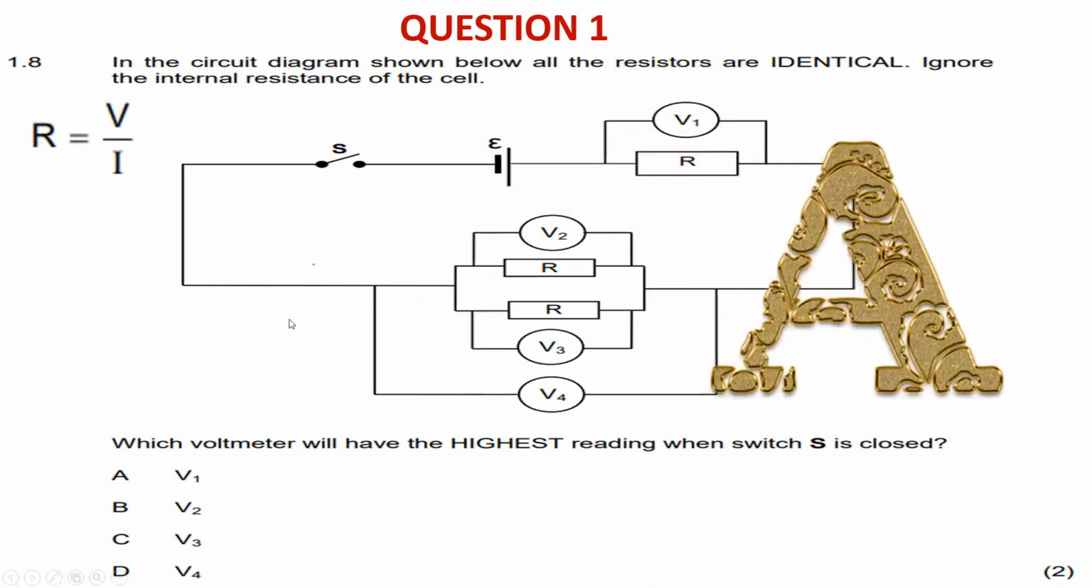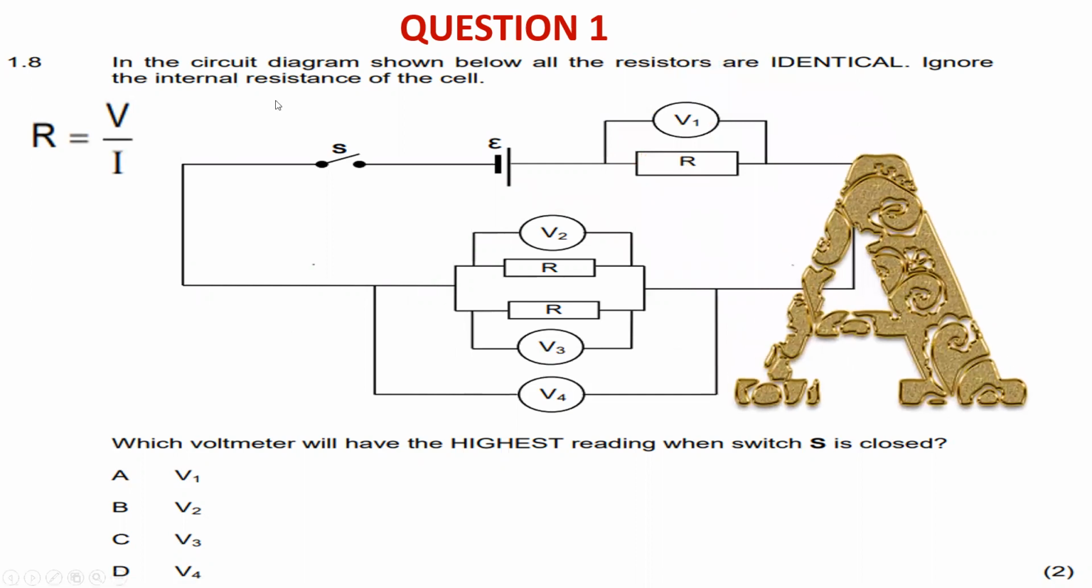V1. Why is our answer V1? Let's explain. Guys, first of all, the switch is closed now. We know V2, V3, V4 have the same voltage, because in parallel we have the same voltage. And then, if we say we have current here, we can carry on with numbers or just say IB, using Ohm's law, of course.